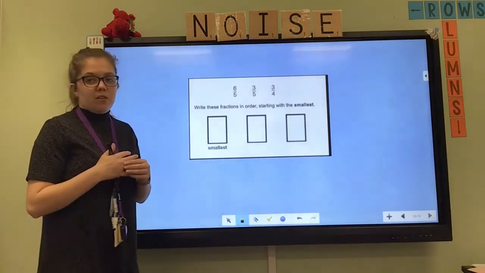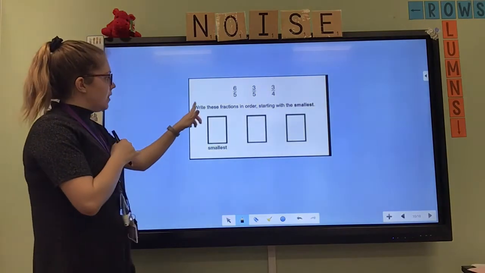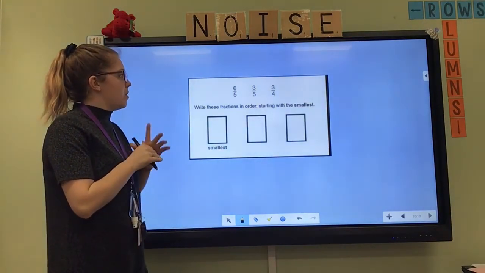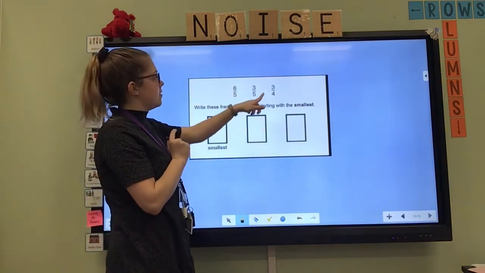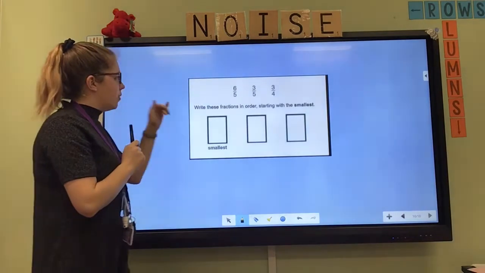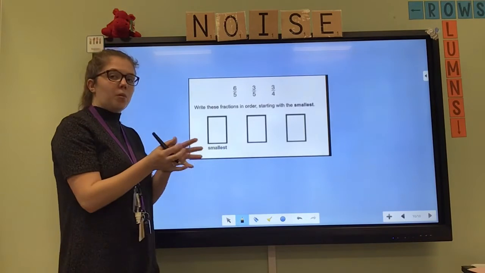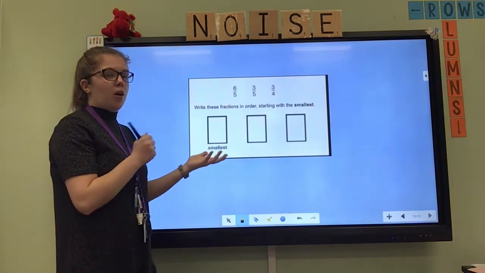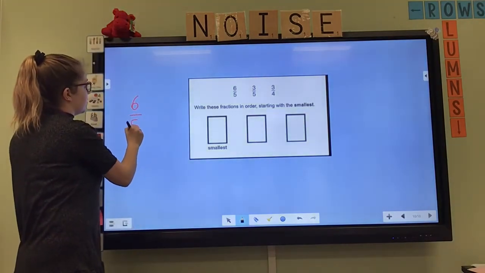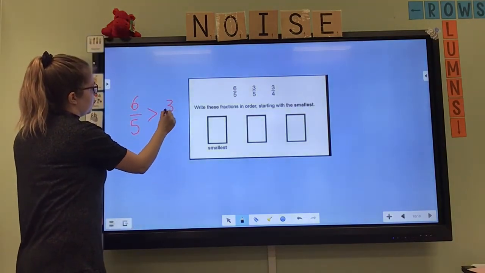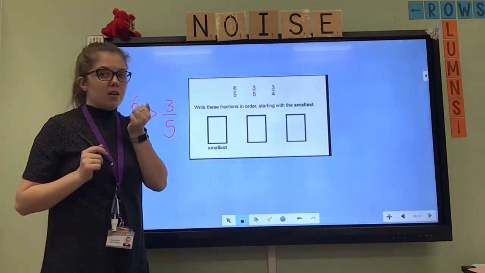One more question we're going to do together, and then you can have a go at the worksheet today. And it says, write these fractions in order, starting with the smallest. So we've got 6/5, 3/5, and 3/4. Now 6/5 and 3/5 we can compare straight away, can't we? Because they've got the same denominator. So is 6/5 bigger or smaller than 3/5? 6/5 is bigger. If you've got 6 of something, you've got more than if you've got 3 of something. So that is bigger. But what about the 3/4?